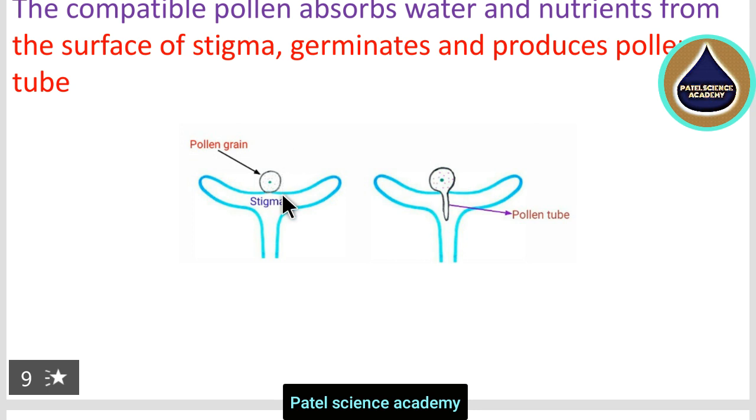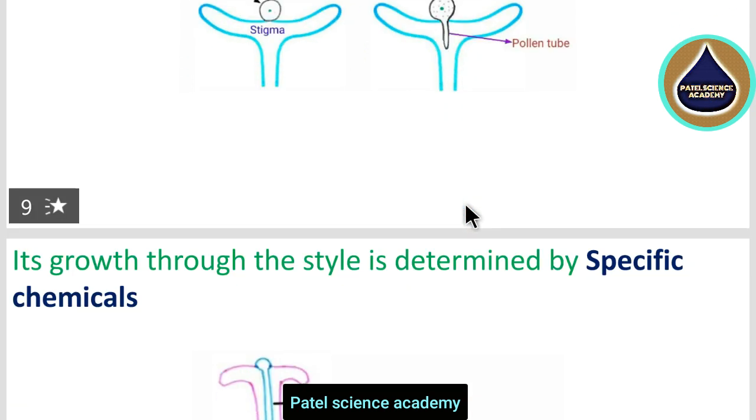So you can see diagrammatically here, a pollen grain has been transported to the stigma. If it is compatible, if it is the correct or right pollen grain, it will be accepted by the stigma, and this pollen grain will start absorbing water and nutrients from it and will produce a pollen tube, and likewise this process will go on.